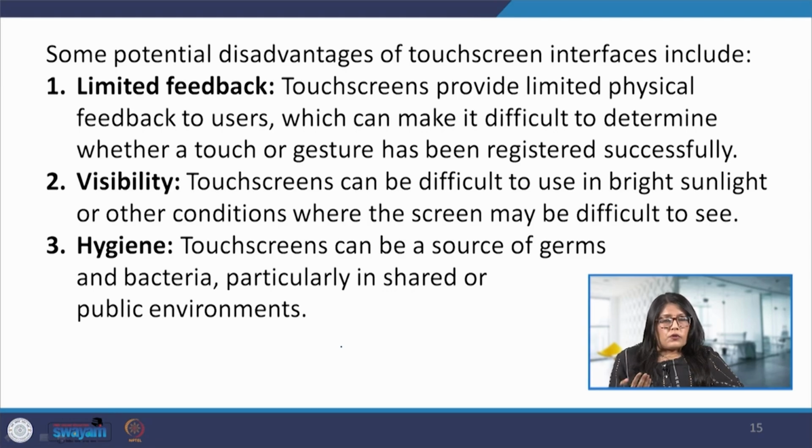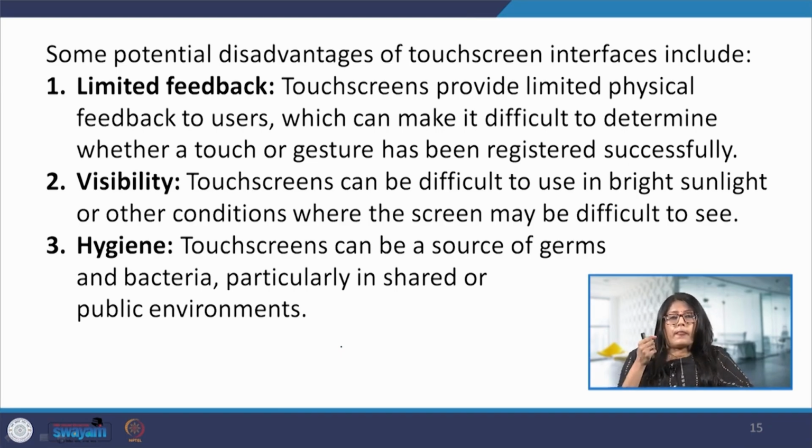At the same time, they also have some limitations. First, limited feedback. Touch screens provide limited feedback, so sometimes the user is not able to ensure whether the input has been given or not, and they may keep on tapping on the screen, and that may lead to them logging out of the system, especially if we are interacting with an online banking platform or making a payment. It can also block our card at times for 24 hours. So, the user does not know whether the information has been sent, because there is no feedback as such.